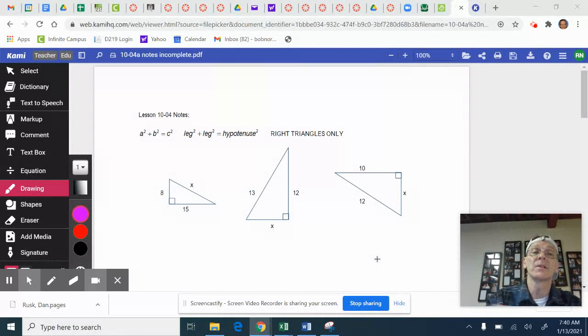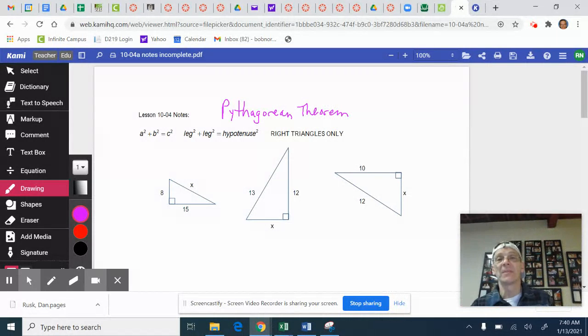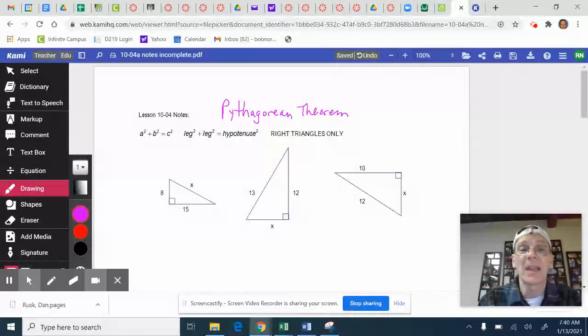All right, so today's lesson is about the Pythagorean theorem, which I'm sure you are all familiar with. Okay, oftentimes put as a squared plus b squared equals c squared. What do the A and the B and the C stand for? The A and the B stand for what we call legs of a right triangle. The C stands for the hypotenuse of the right triangle.